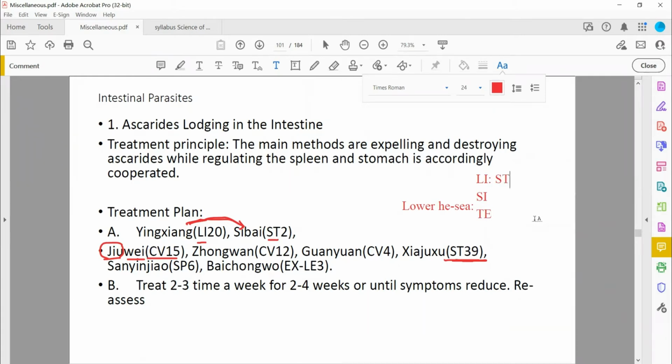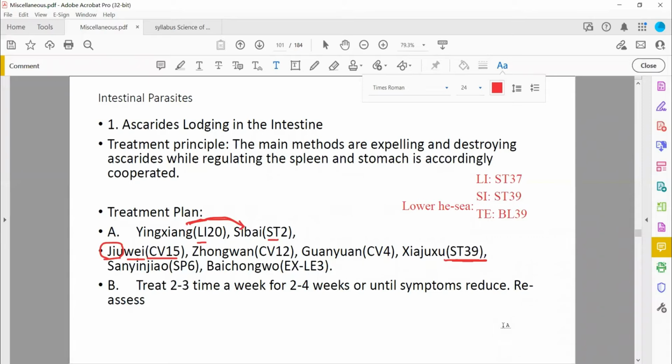So this one will be ST, ST37, right? So ST39. This one. Here, 39. Right, that's a lower He-Sea point. And we have the He-Sea point, we have the lower He-Sea point.